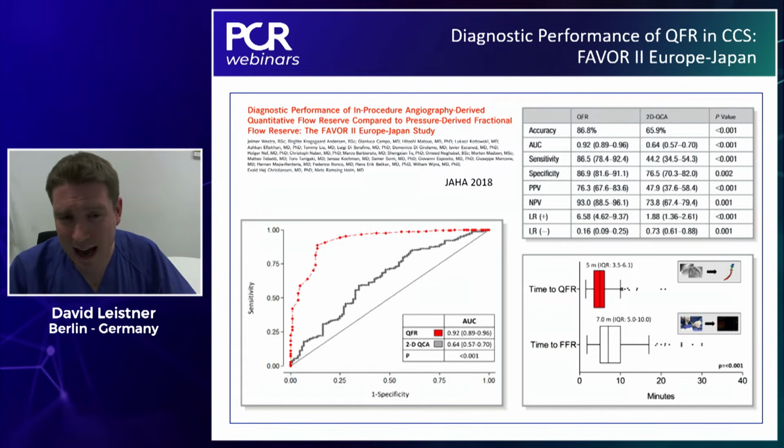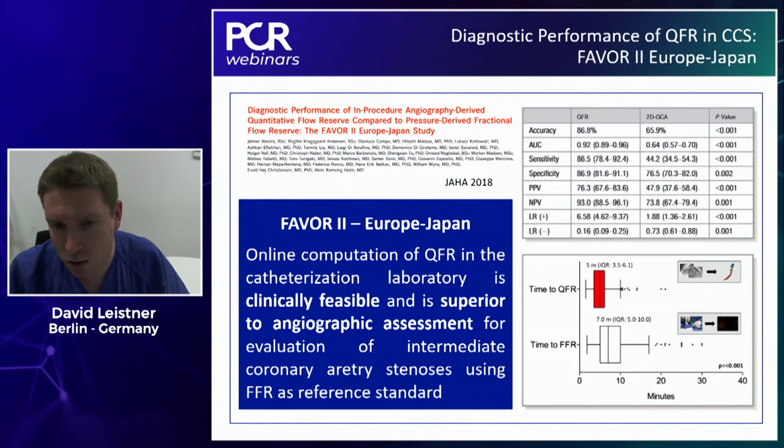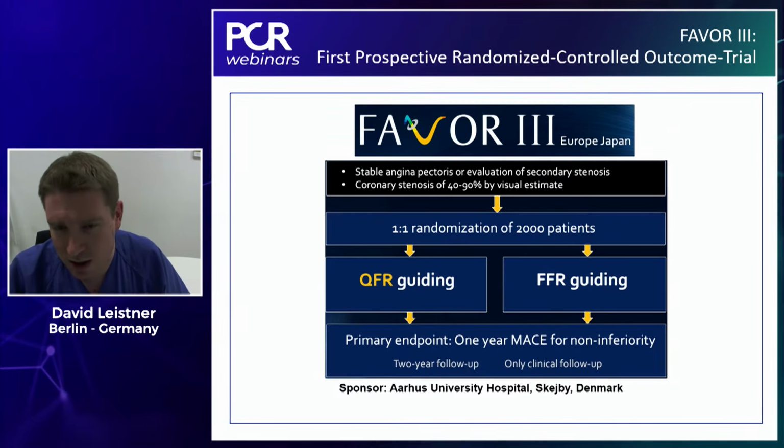So I told you that one of the positive things of QFR is being very fast and doing this very easily. And this was also analyzed in the FAVOR-2 study, where the comparison was done between the time you need in your everyday practice to perform FFR as compared to QFR. And you can see for QFR, there's a median time of about 5 minutes as compared to 7 minutes with FFR. So you also have a significant difference, and you are faster in your clinical routine. So this is important to use this.